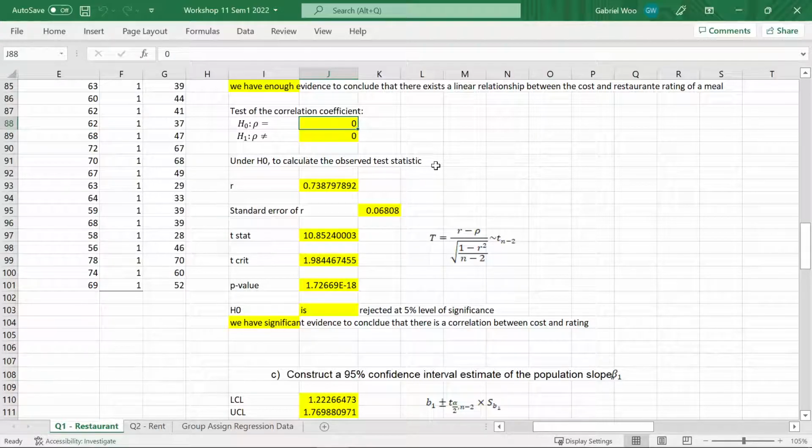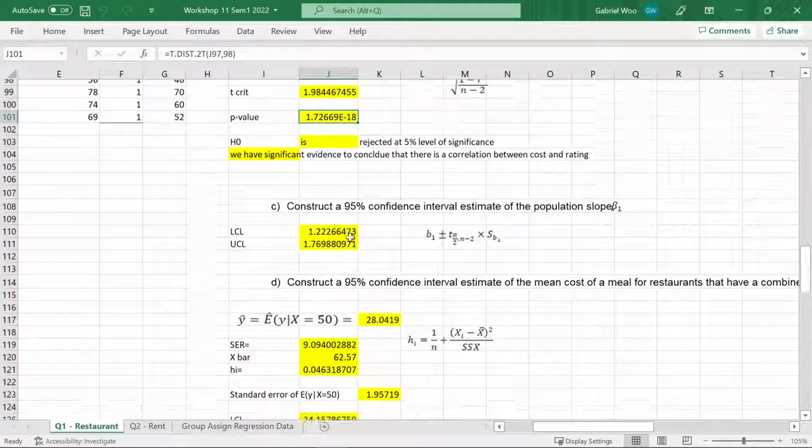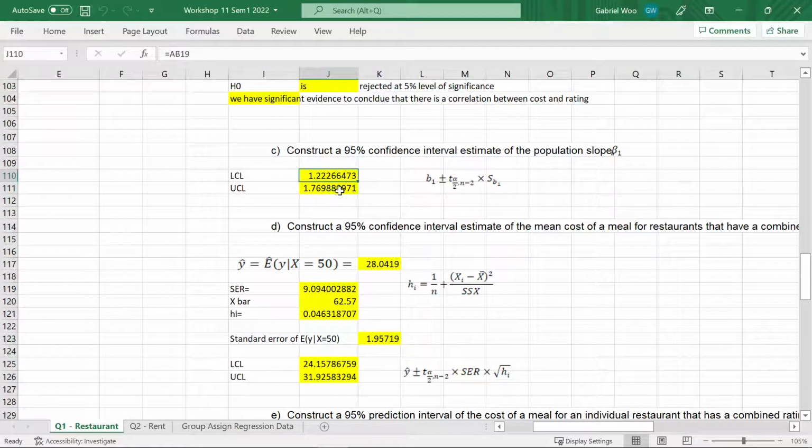Sorry about that. So we can see the R value, we can see a standard error. These are used to calculate the confidence interval later. T-stat, critical value, p-value, and then here we can see the confidence interval.